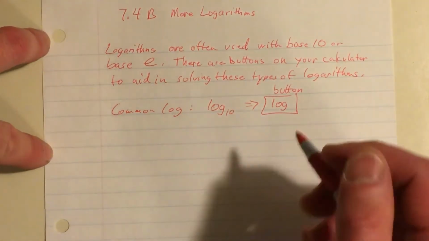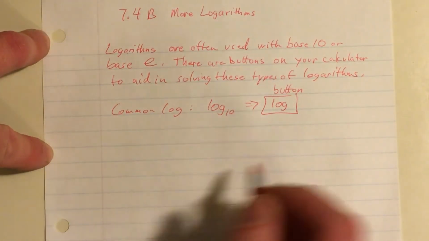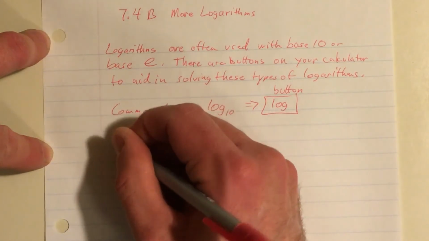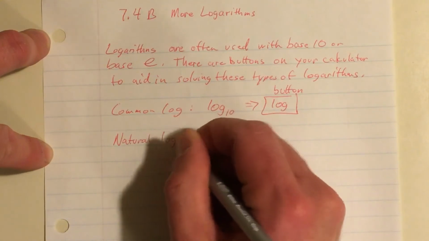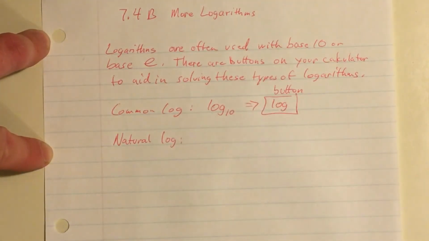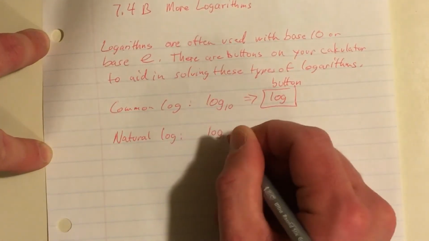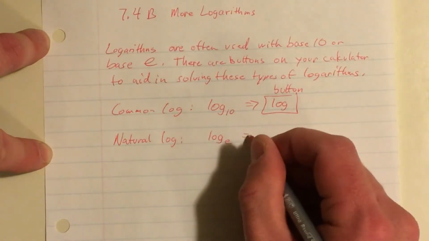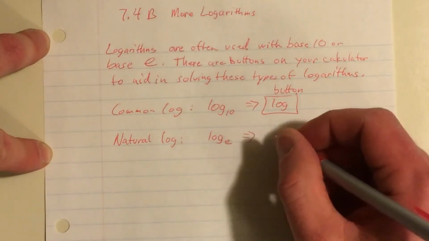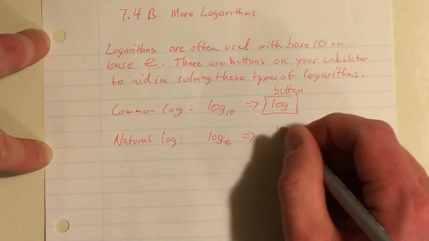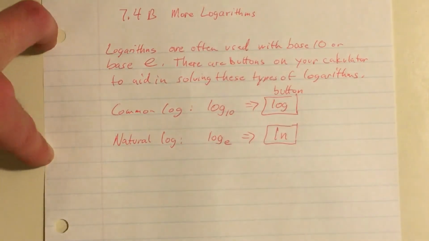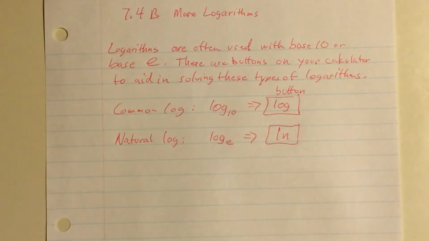And then the log base E is actually called the natural log. Nature, you know what I'm saying? And natural log, that's log base E. And its button should be near the log button on your calculator, but it's LN. Anytime you see LN written, that's actually short for log base E, the natural log, LN.